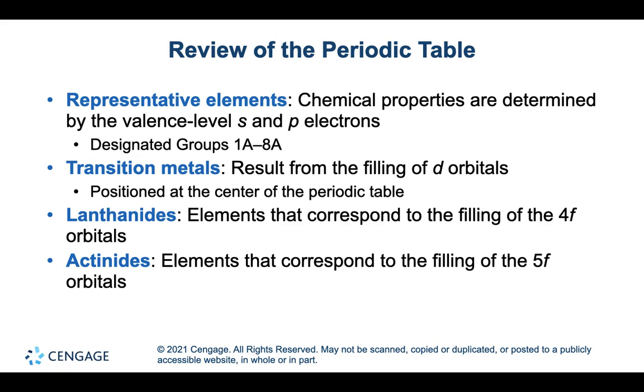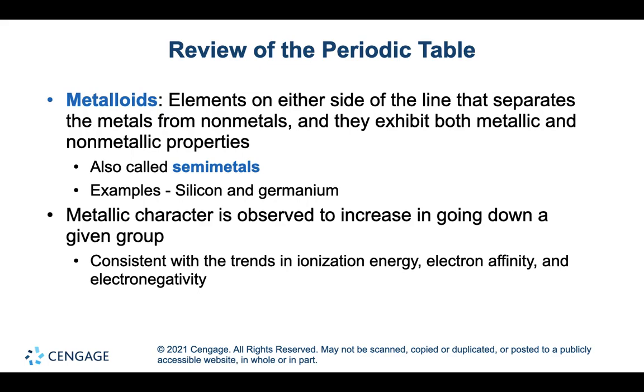So the lanthanides, actinides, and transition metals are not part of this discussion, just the representative elements, 1A through 8A. Metalloids are going to be elements on either side of that line that separates the metals from the nonmetals. Now, calling it a line, it's really more of a stair step, but they're going to have both metallic and non-metallic properties. So maybe they'll be shiny but brittle, or conduct electricity but not as well as a metal does. Some people call them semi-metals.